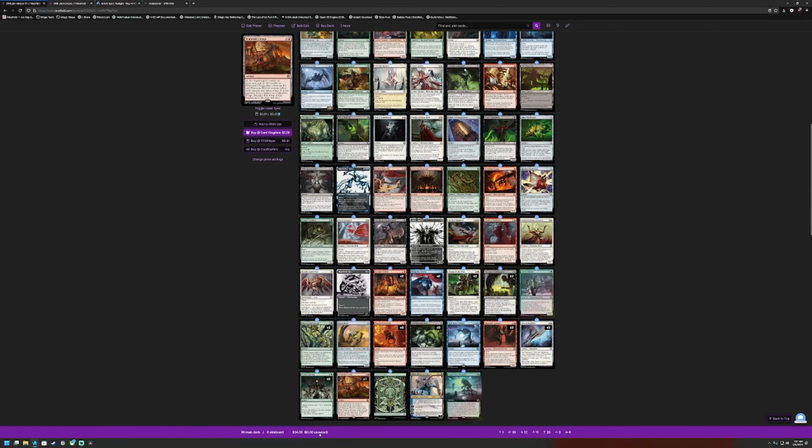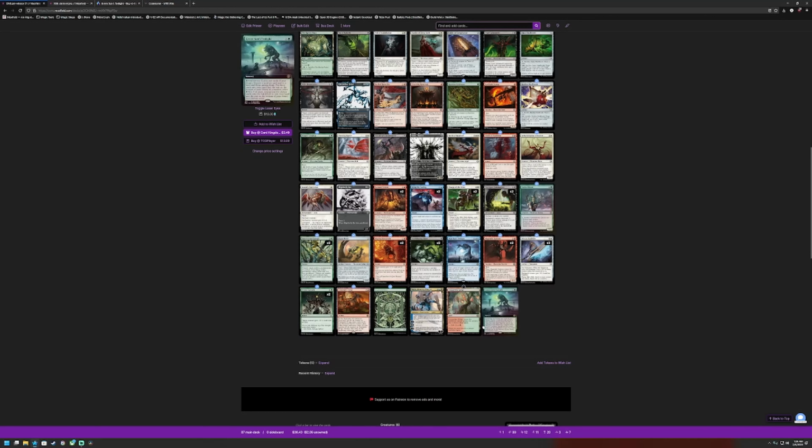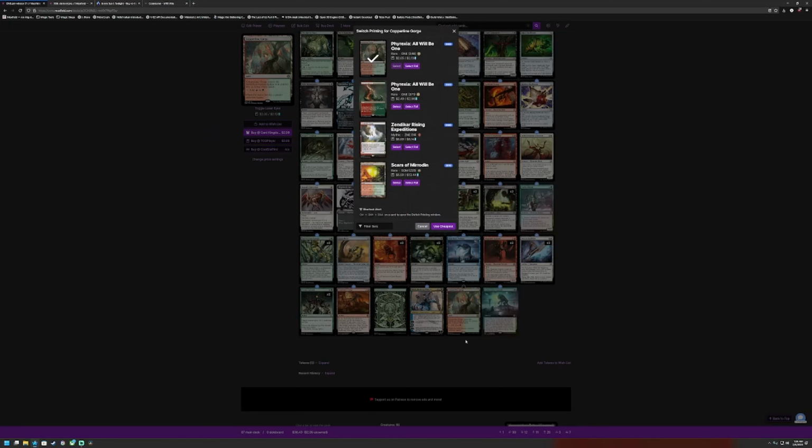$35. What did I get for the dated promo? What the hell was it? Copperline Gorge, which is currently showing as a $2 card. They don't have the date-stamped one, so I'm guessing, given that the Zendikar Rising Expeditions non-foil is $6.99 or $6.89, it's going to be a $4 to $5 card. Again, it's not in the system yet.